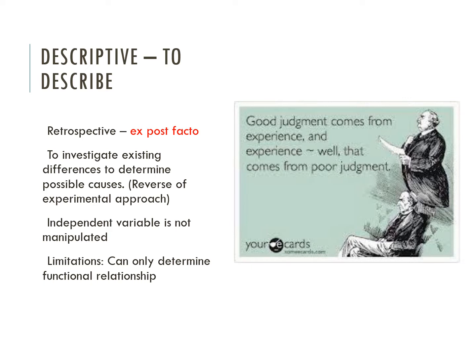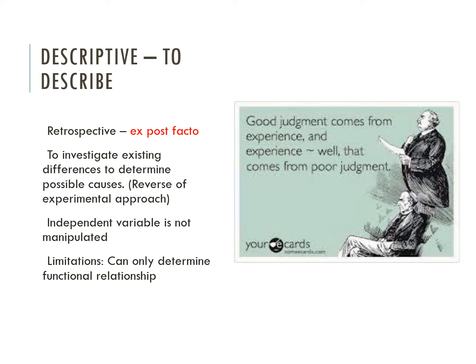The reason for a retrospective study is to investigate existing differences to determine possible causes. The independent variable here is not going to be manipulated, so you're just looking at 2 different variables to see if there was an independent variable and did it cause a change in the dependent variable? The limitation here is that you can only determine a functional relationship. You can't determine a causal relationship.